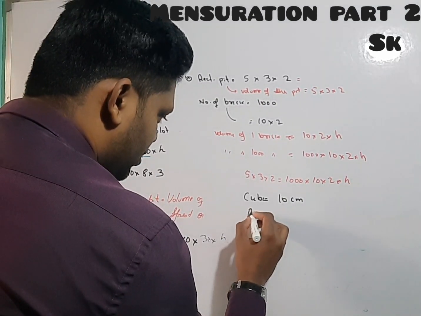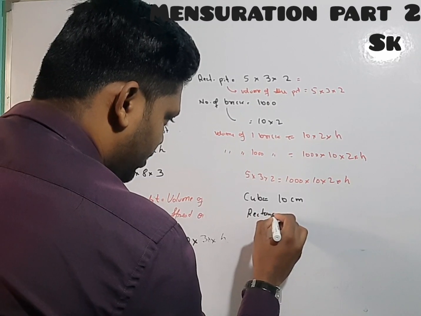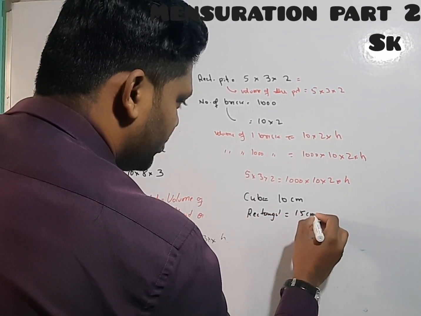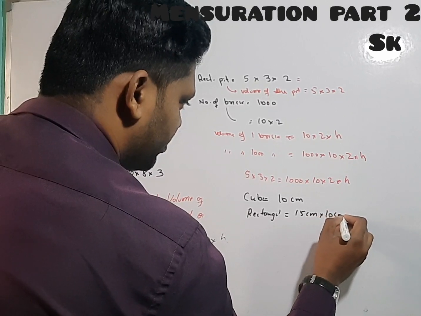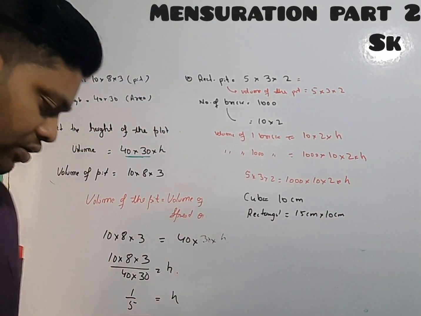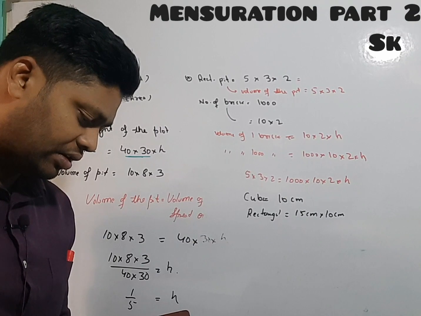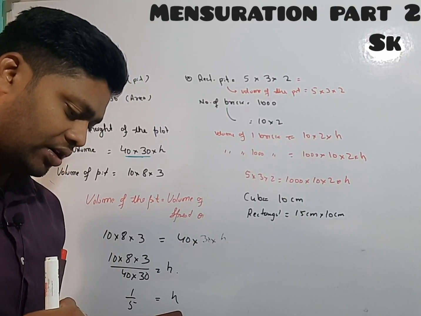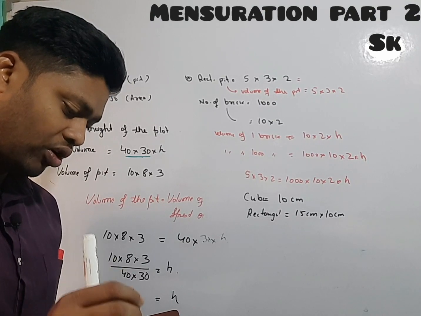The rectangular vessel is 15 centimeter into 10 centimeter. Find the rise in the water level in centimeter. Assume that no water overflows.